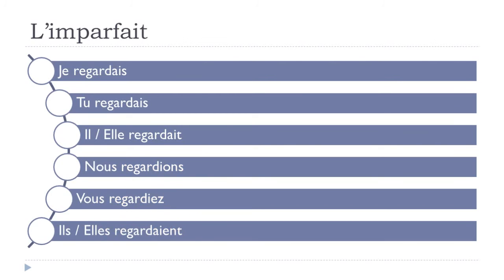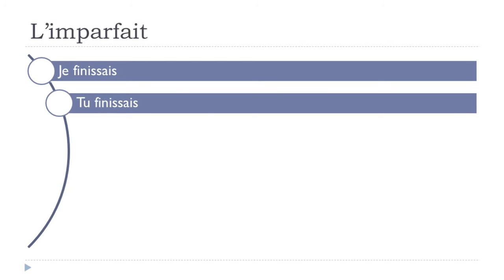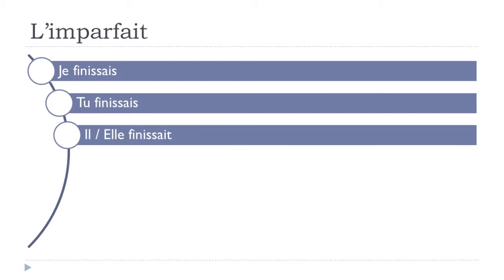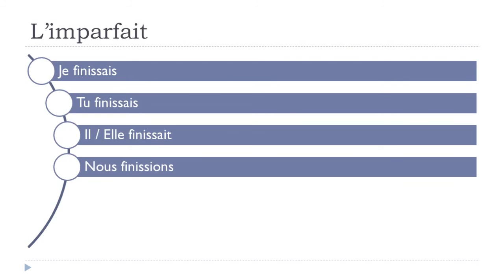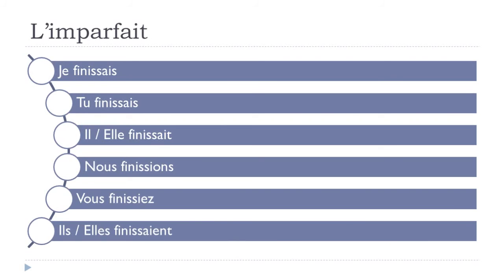All right? Let's see finir now. Je finissais, tu finissais, il finissait, elle finissait, nous finissions, vous finissiez, ils finissaient, elles finissaient. Same thing here. Have a look: finissais, finissait, finissaient, same form, phonetically. And then ion, finissions, and then finissiez.